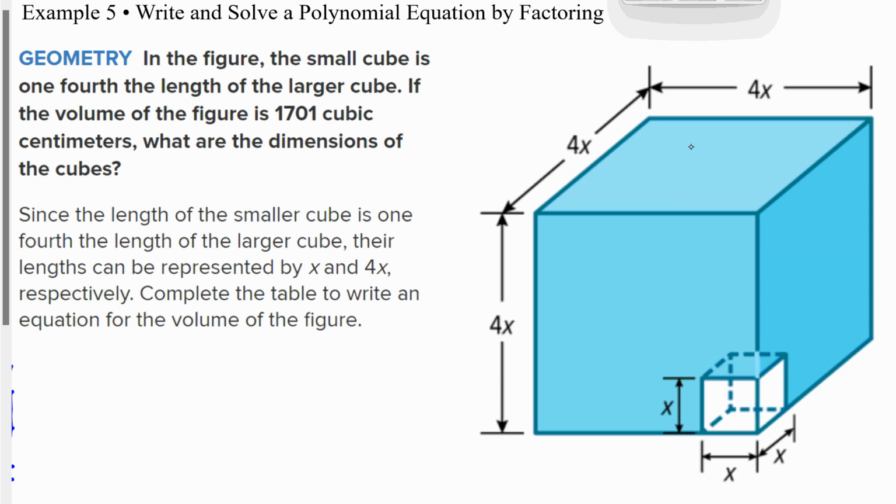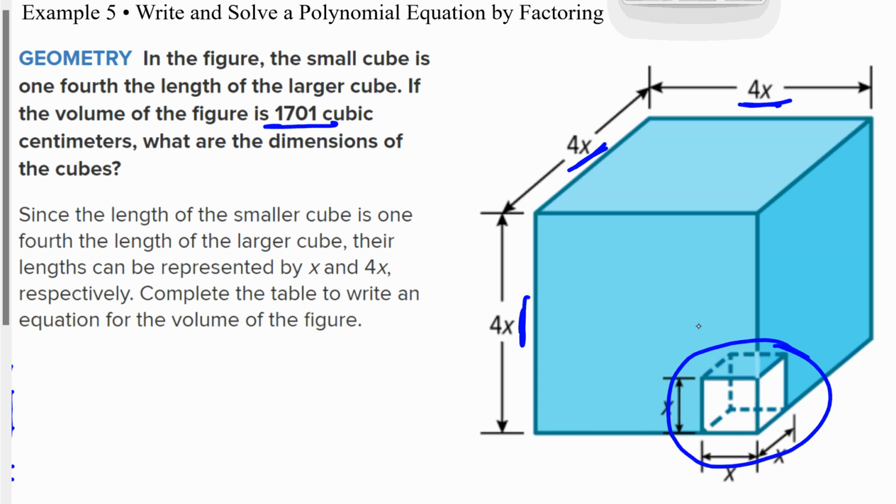Part 5 of section 2, we're going to write and solve a polynomial equation. So we have this, and we have a small cube that's 1/4 the size of a larger cube, so that's why this is 4x, right? And this is just x. So if we want to make sure that equals 17 cubic feet, and we want to find out what the dimensions need to be.